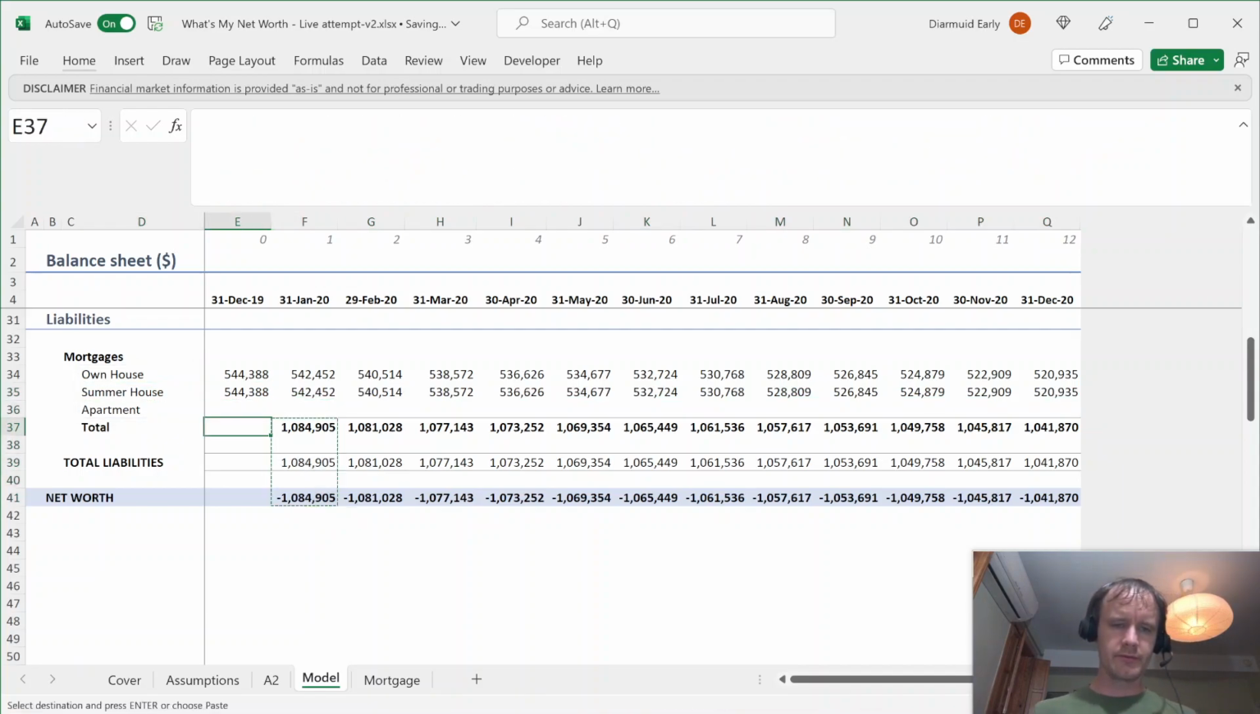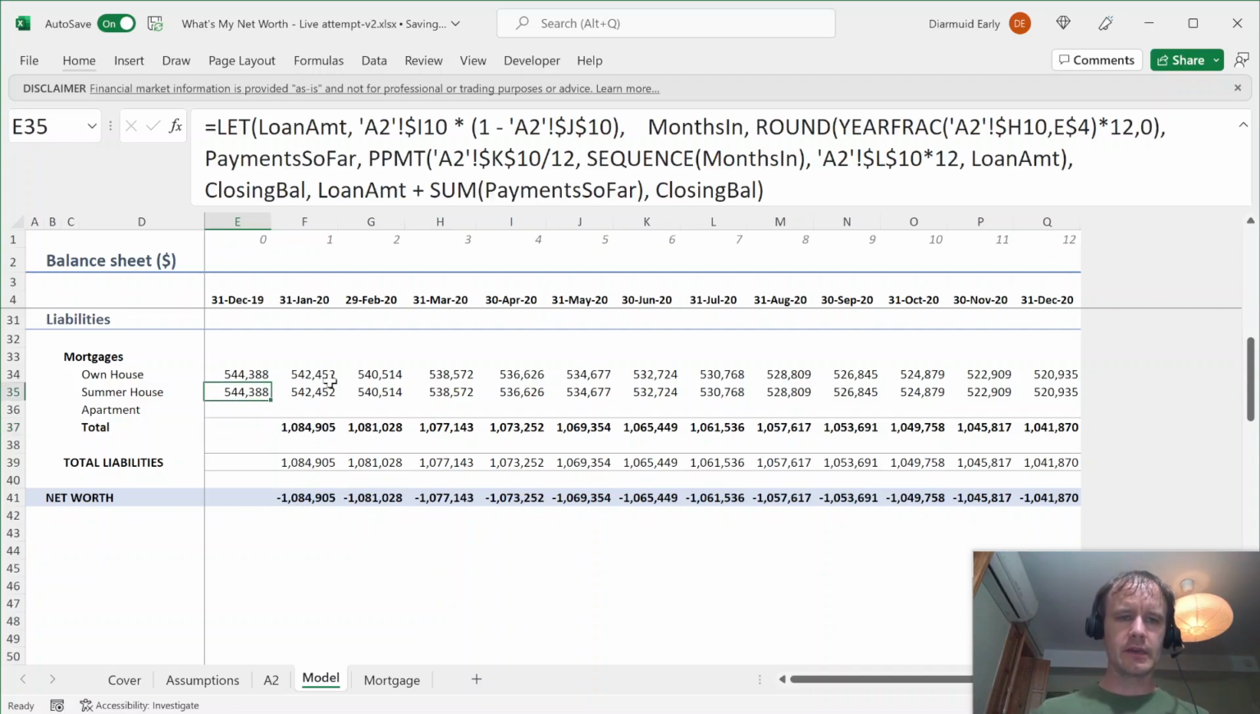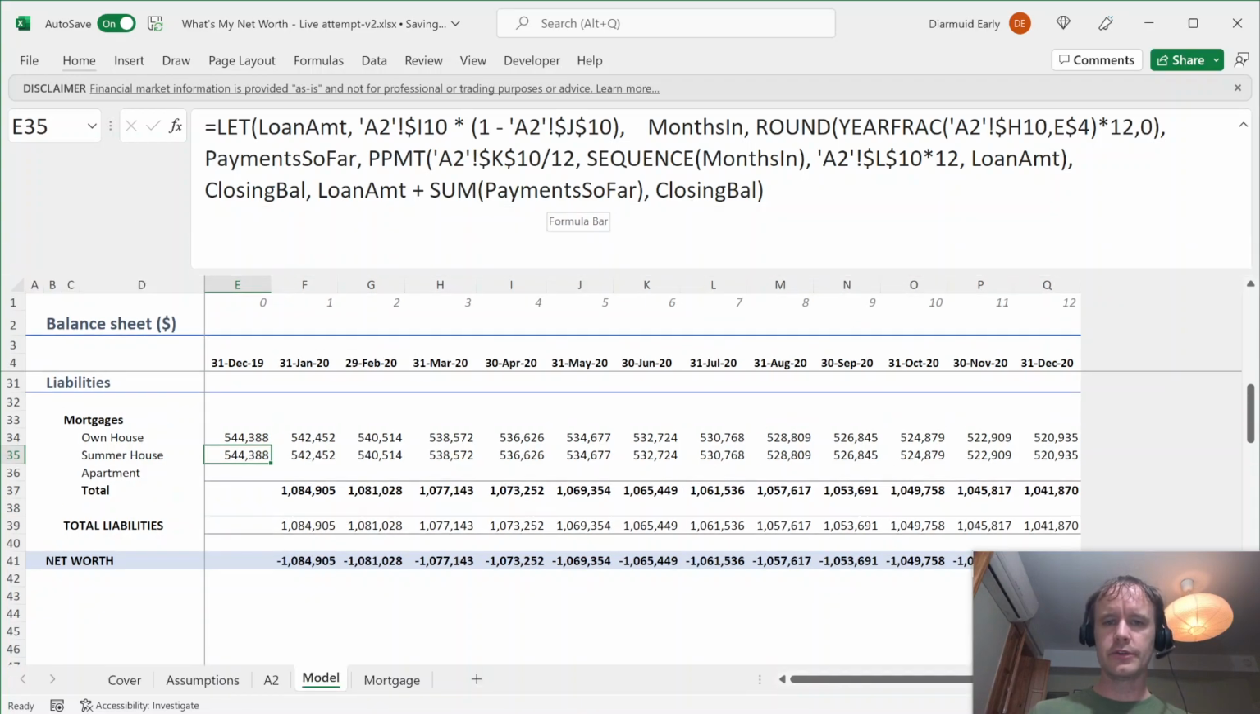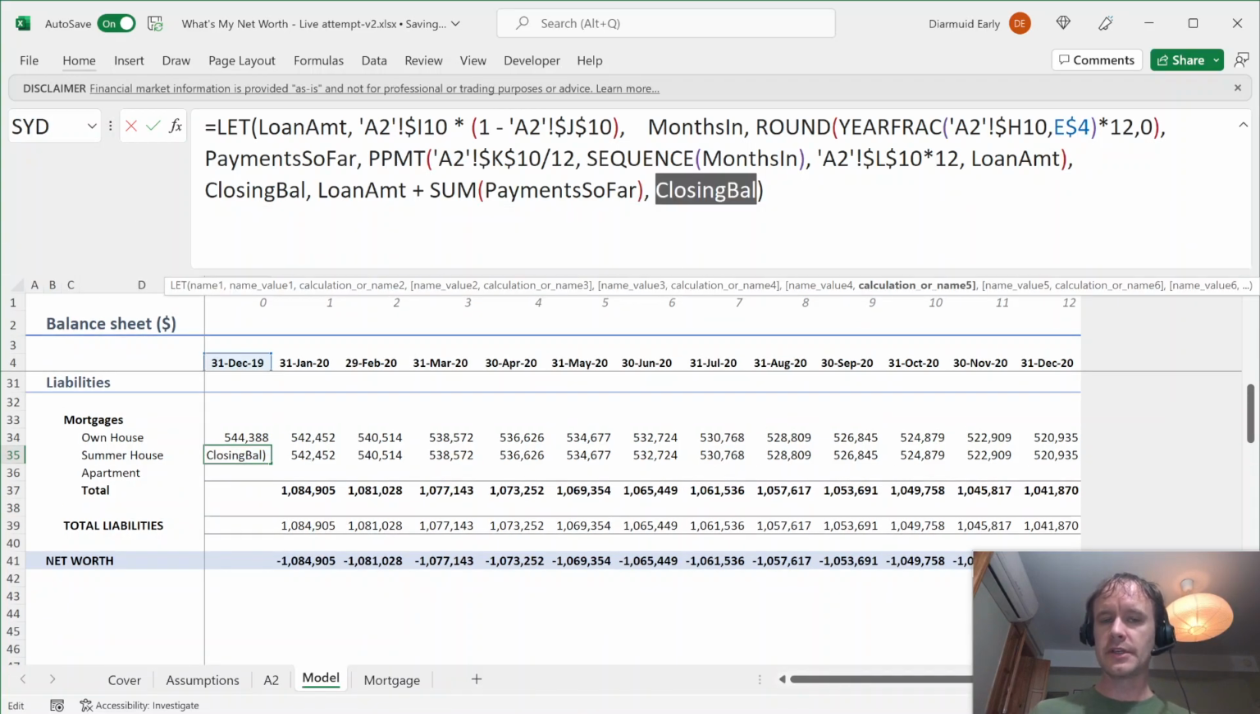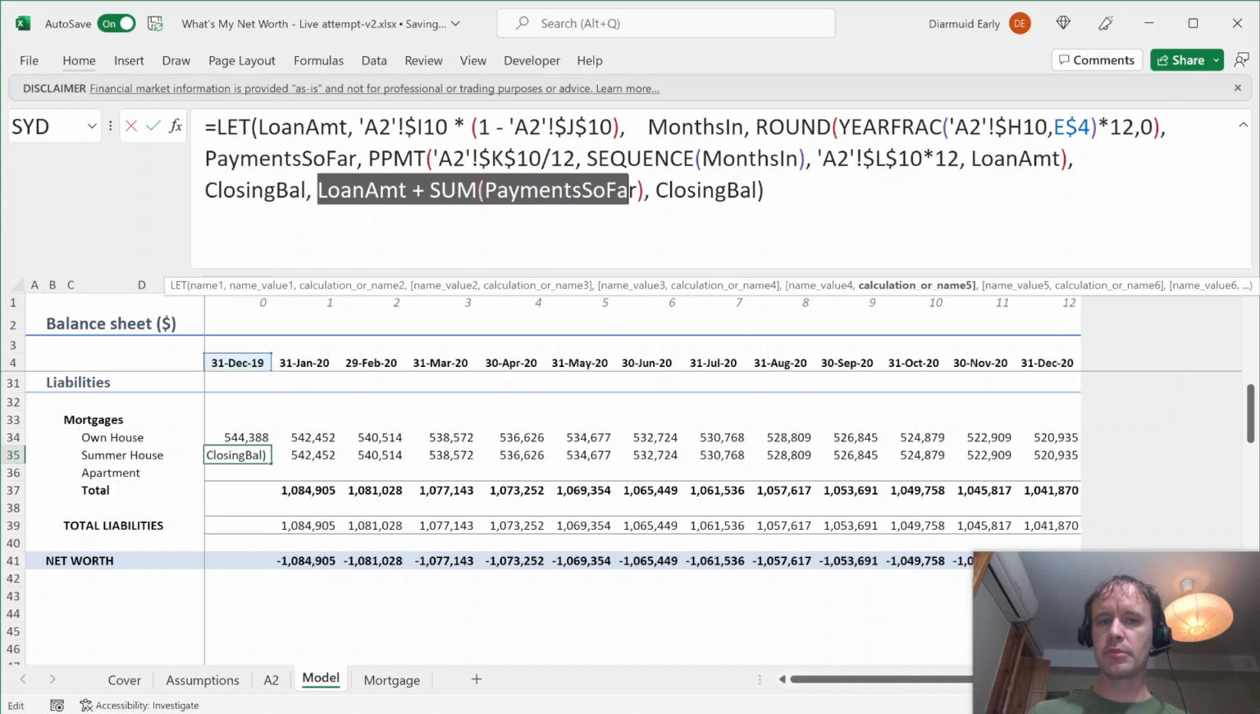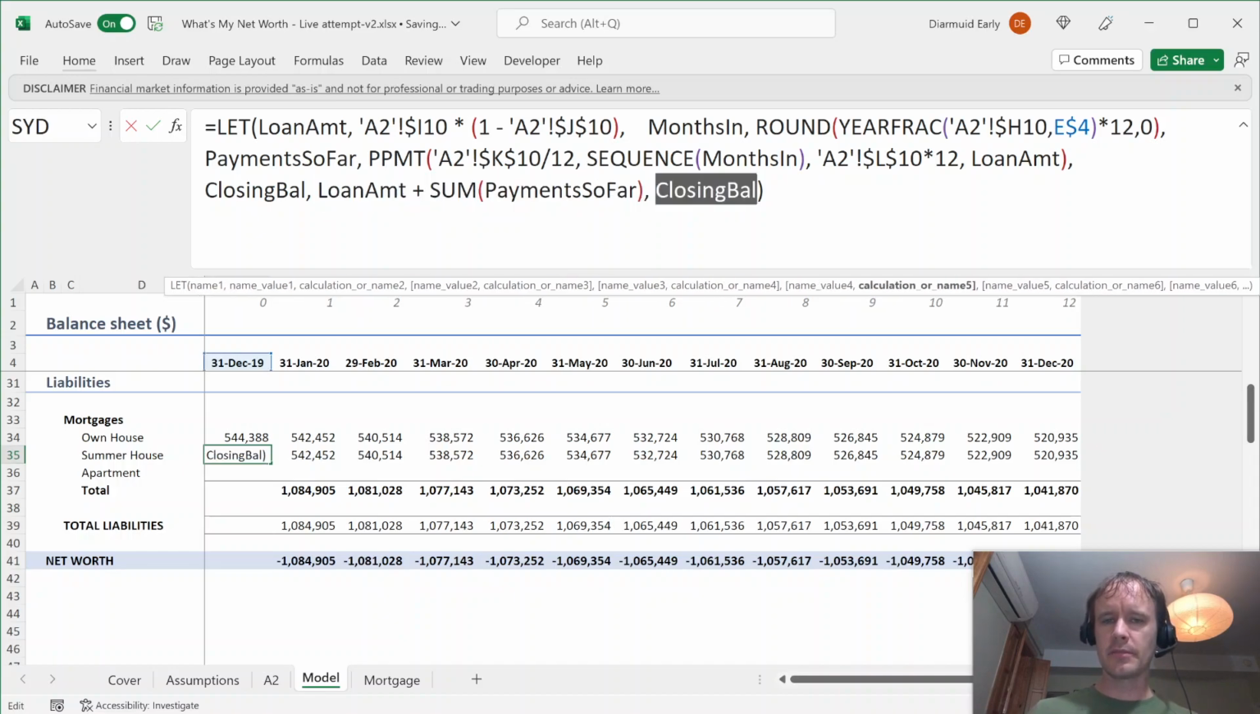Now I just need to refill these formulas here that I deleted to make room for the spill. But actually, sorry, before I do that, let me show you this. So if you know a thing or two about LET, you will know you don't need to do this. Like a name doesn't need to be your last thing. This calculation can be your last thing. The reason that I'm defining a name for my output and then outputting that name is because that actually makes it a little bit more audit friendly.